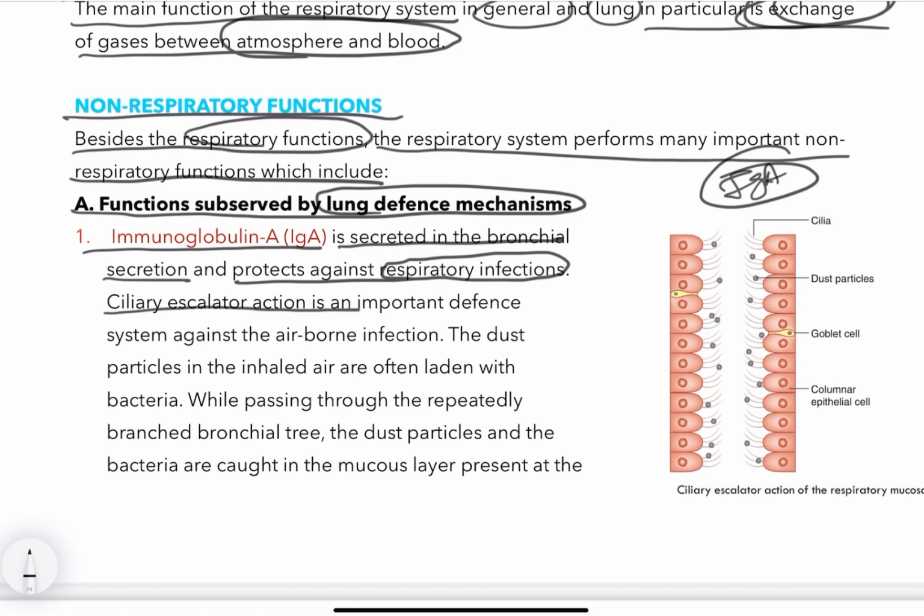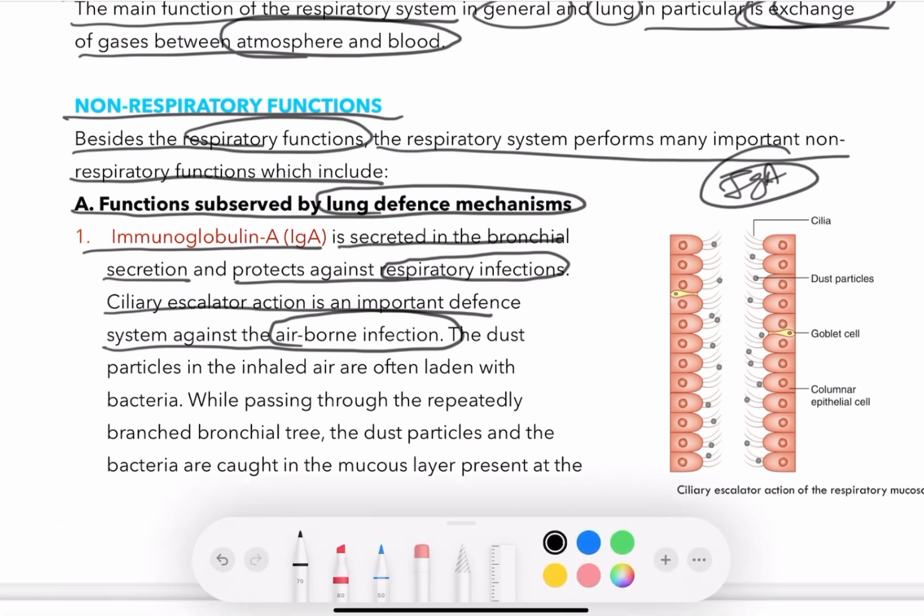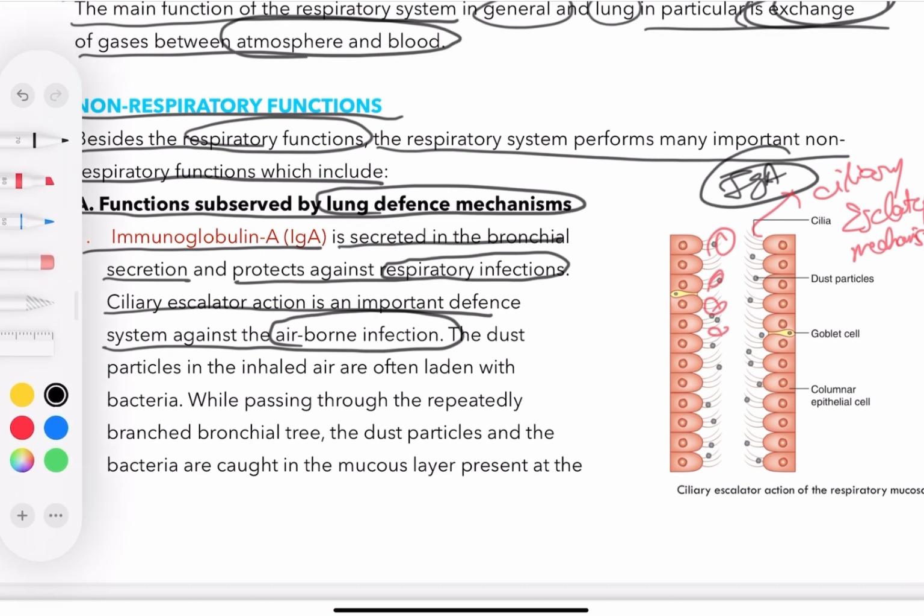Ciliary escalator action is an important defense system against airborne infection. As we have seen earlier about the cilia, they trap the foreign particles. So they have the ciliary escalator mechanism, which is for airborne infection. Even COVID can be included in the ciliary escalator action against airborne infection.